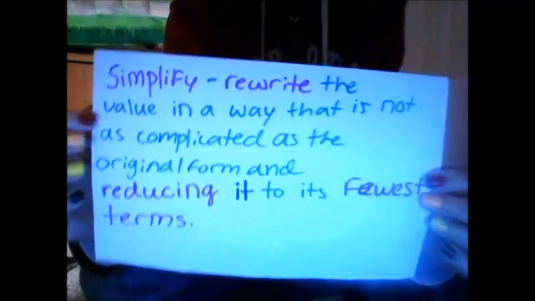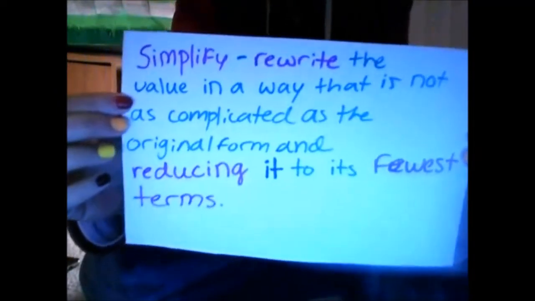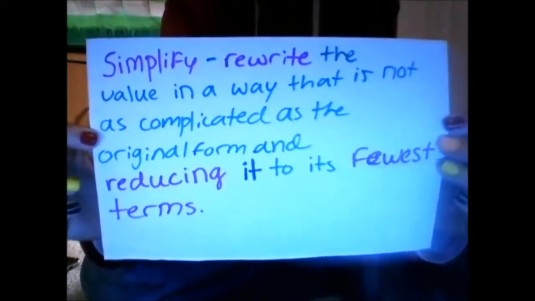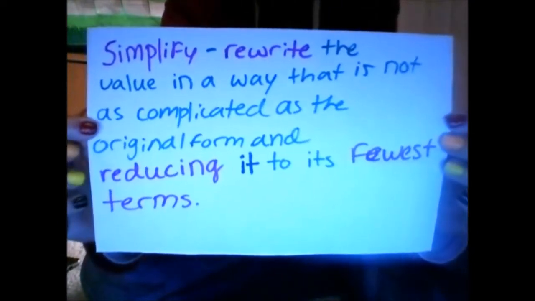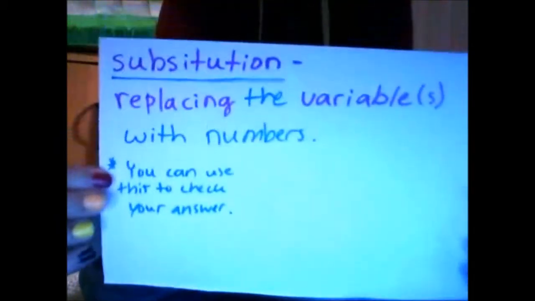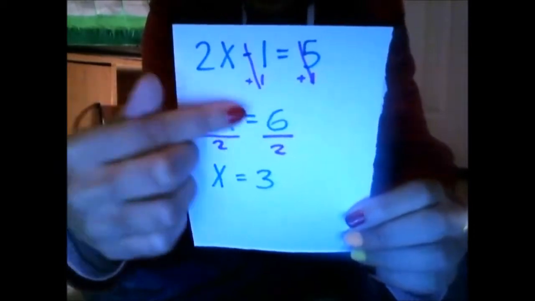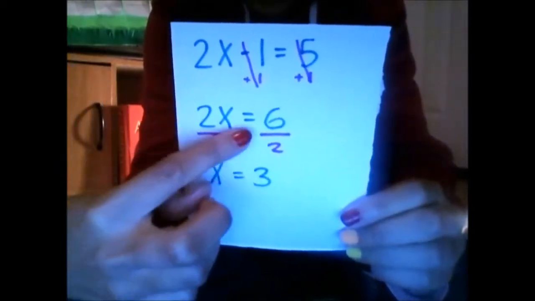On a test, you may be asked to simplify. This just means that they want you to rewrite the value in a way that is not as complicated as the original form, reducing it to its fewest terms. When substituting, you replace the variables with the numbers. You can use this to check your answers. For example, when solving for 2x minus 1 equals 5, you get the answer that x equals 3.